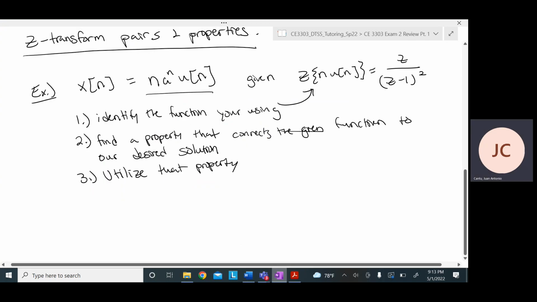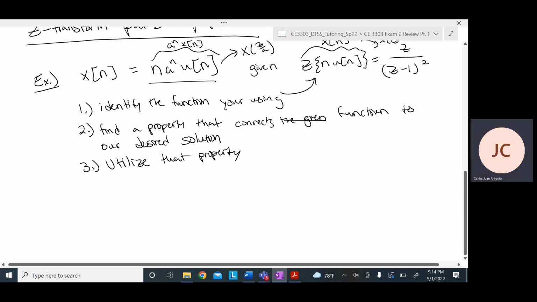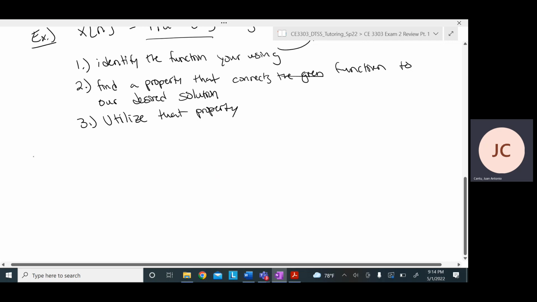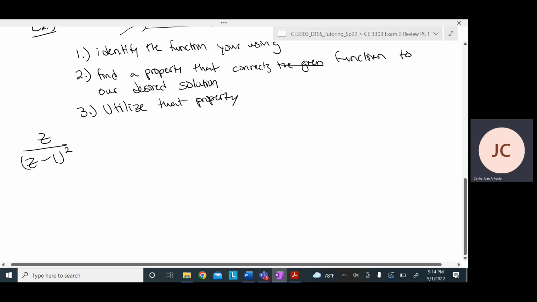So what this means is if we consider this whole thing to be x of n, then this right here is a to the n x of n. So then this right here is x of z. So the z transform we're trying to find is x of z over a. And this x of z over a is going to be our z transform for a to the n x of n. So the z transform we're given is z over z minus 1 squared. To find the z transform of this function right here, we're simply going to substitute z over a for z.